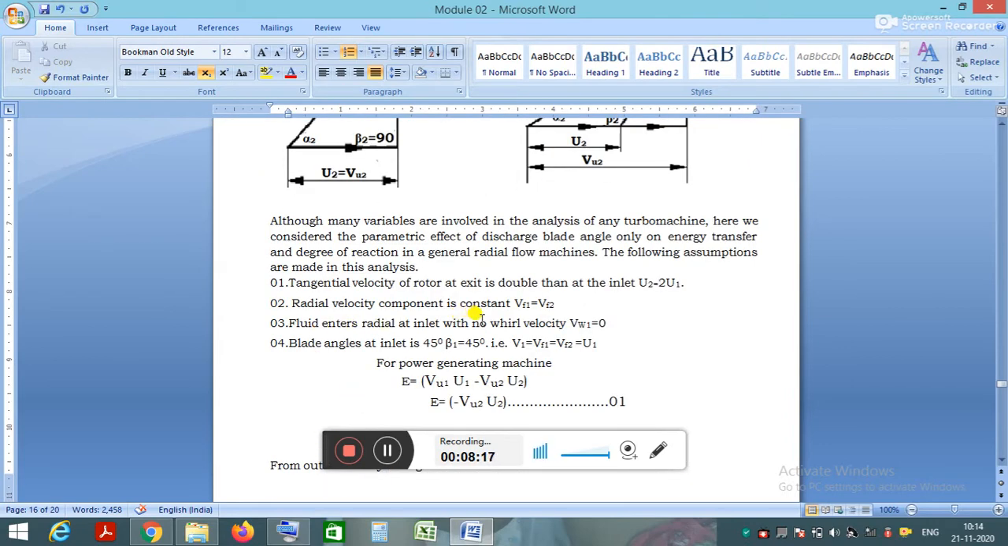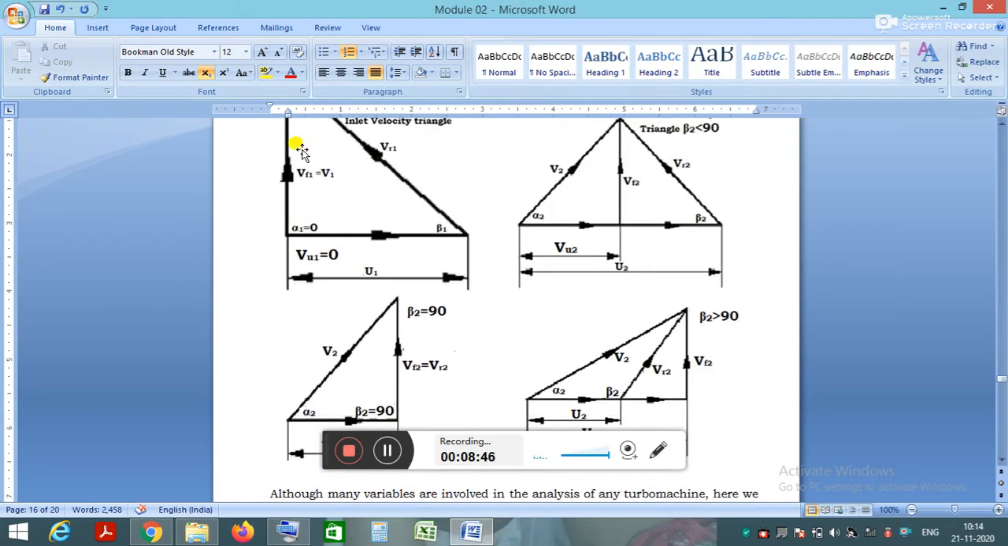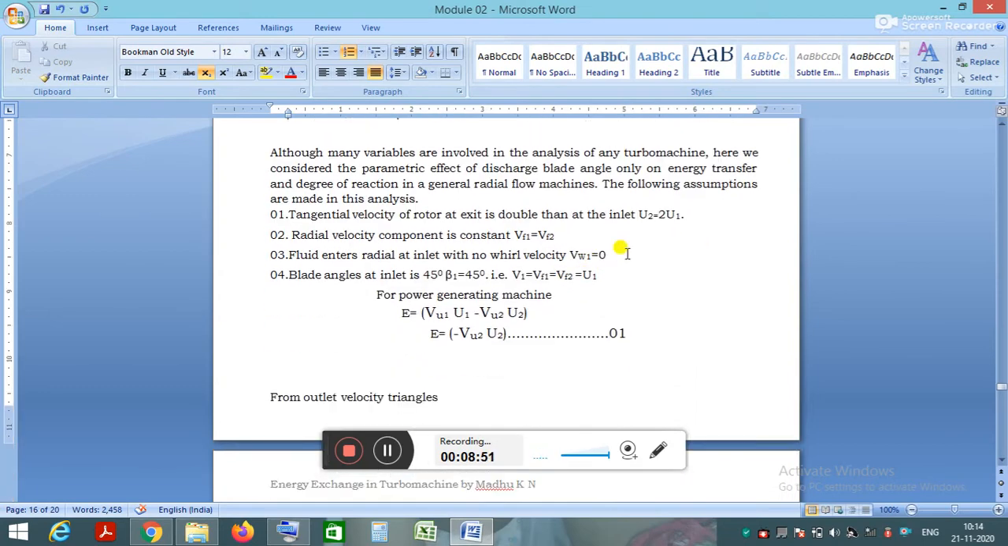The fluid enters radially at the inlet with no whirl velocity. The tangential component of the absolute velocity becomes 0 here, or the whirl velocity becomes 0. And we assumed that the blade angle at the inlet is 45 degrees, beta 1 equals 45 degrees, therefore V1 becomes Vf1. Vf1 is equal to Vf2, and Vf2 is equal to U1, because U1 is equal to Vf1 here, which in turn equals Vf2. Okay, these are the assumptions made in the analysis of radial flow turbo machines.